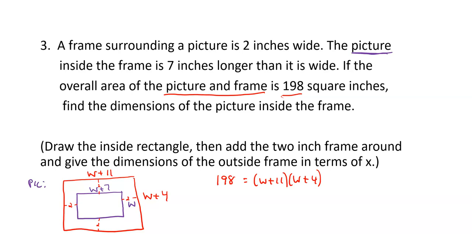All right, so let's see if we can solve this problem. If I need more space, I'll pull up another window. So FOIL out the right-hand side, so you get w squared, plus 4 plus 11 is plus 15w. 11 times 4 is 44. But now let me subtract the 198 from both sides. So I get 0 equals w squared plus 15w, and then 44 minus 198 gives me minus 154.